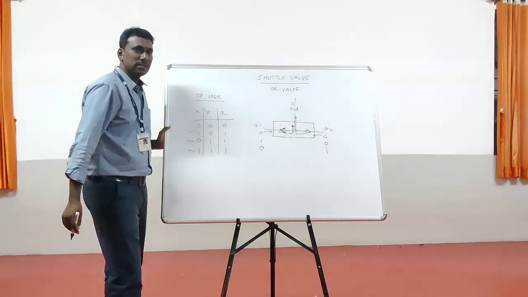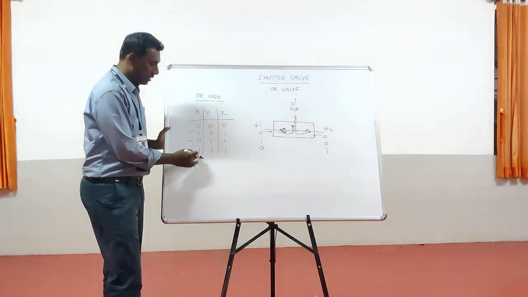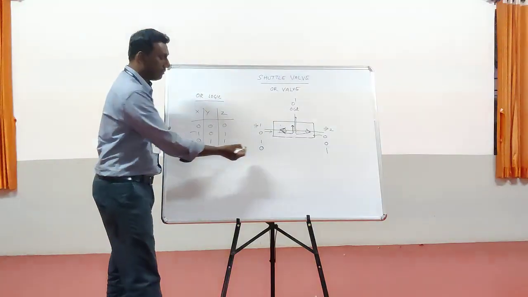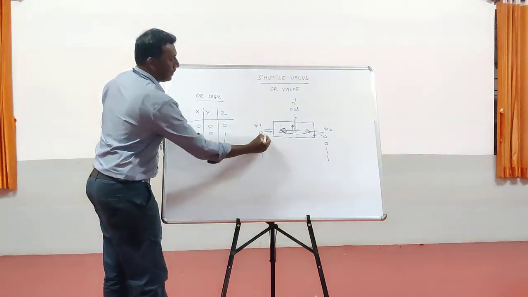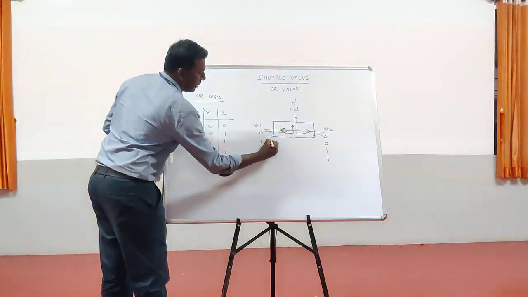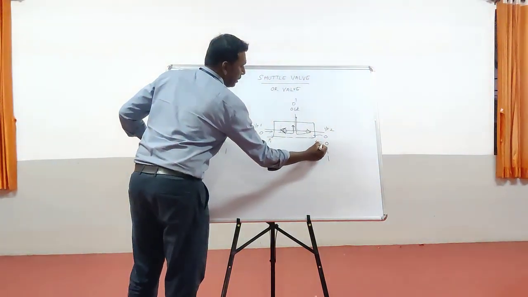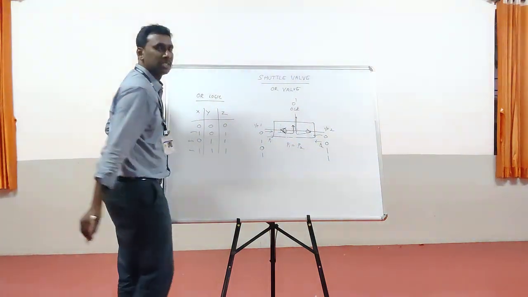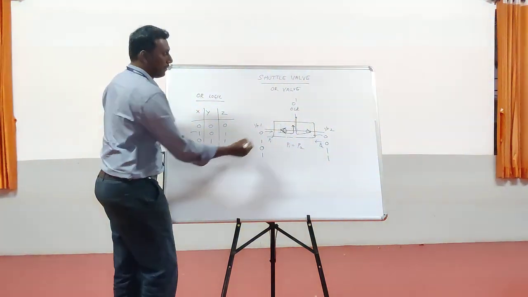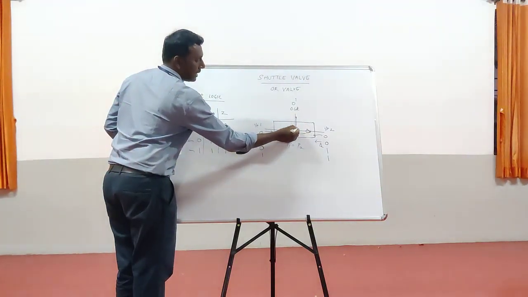And then the final one is the fourth one. The fourth one is when both the inputs are activated. If both inputs are activated, it means the fluid pressure here is P1 and here is P2. Both the pressures are equal, P1 equals P2.